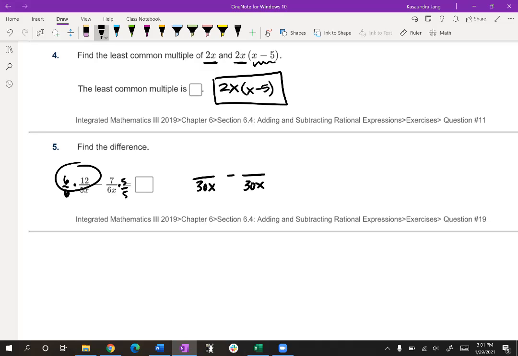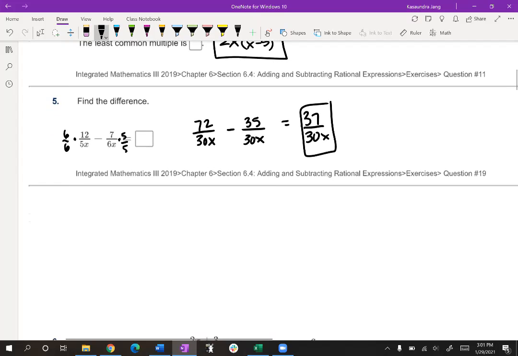Numerators, let's see, my 6 times 12 here and my 7 times 5 are going to be my new numerators. So my 6 times 12 gives me a 72, and my 7 times 5 gives me a 35. All right. And there was a big old subtraction in there. I only subtract the numerators. So I'm just going to do a 72 minus 35. So I get a 37 over the 30x. Now, if I can reduce this, I will. I don't think I can find anything that goes into 37 and 30, though. So this is as good as it's going to get.